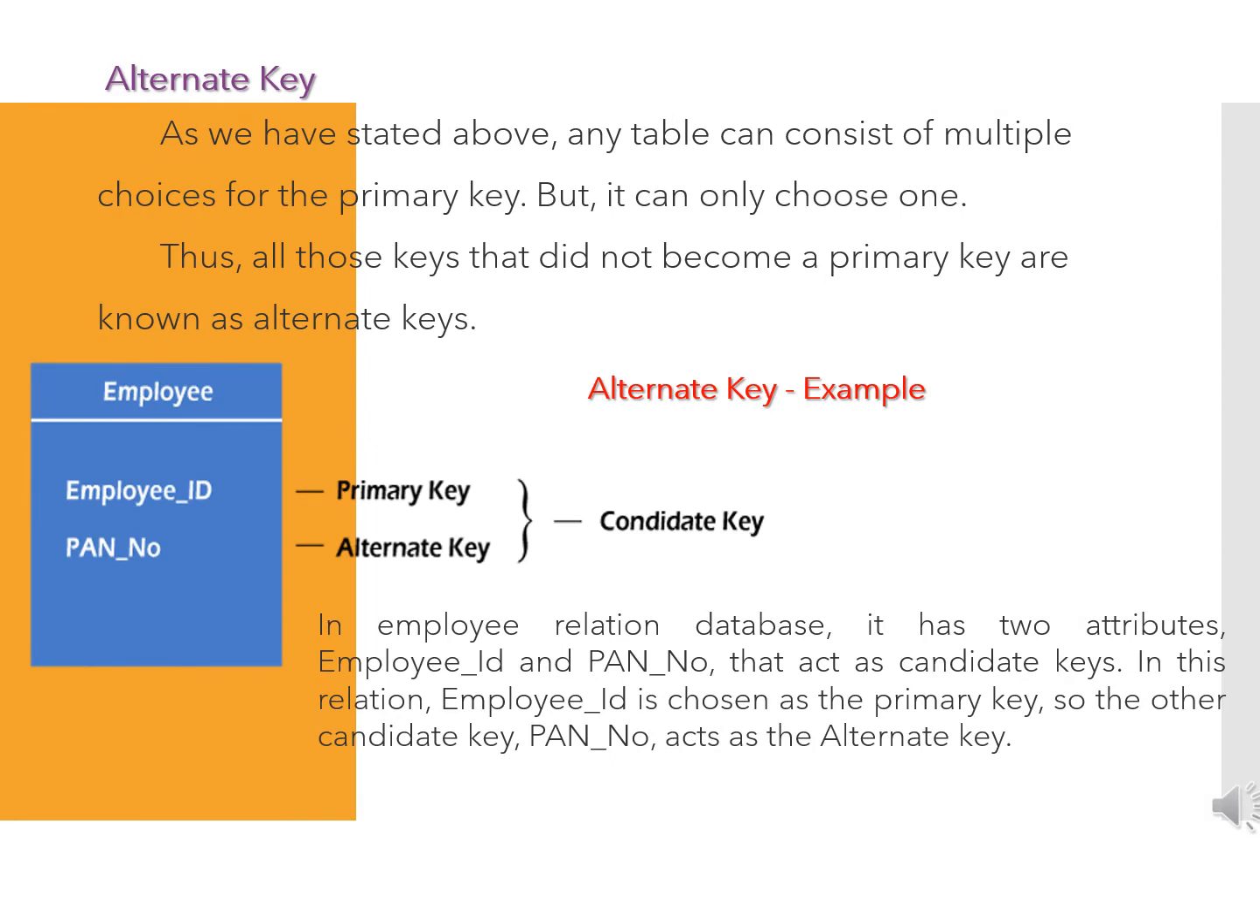Now let's see about alternate key. As we have stated above, any table can consist of multiple choices for the primary key, but it can only choose one. Thus, all those keys that did not become a primary key are known as alternate keys. If you see the below example from the same table, in the employee relation database, it has two attributes, employee ID and PAN number, that act as candidate keys. Since employee ID is already chosen as primary key, the other candidate key, PAN number, acts as an alternate key.